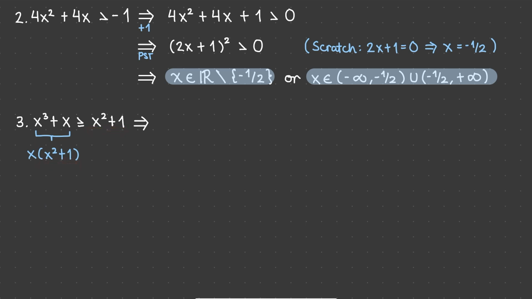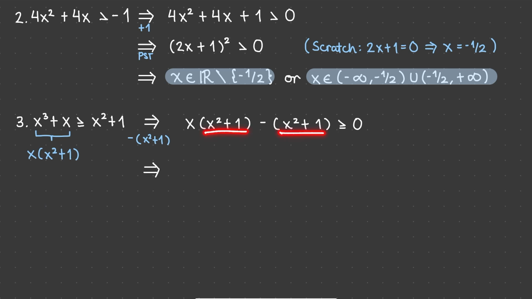So let's do the trick again. Let's move this first to the other side. Technically, we will be subtracting the quantity (x squared plus 1) from both sides. And that will give us x times (x squared plus 1) minus the quantity (x squared plus 1), and this will be greater than or equal to 0. From here, observe that we can actually factor out this quantity outside of the expression.